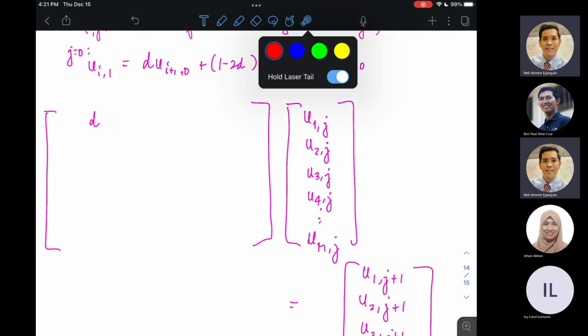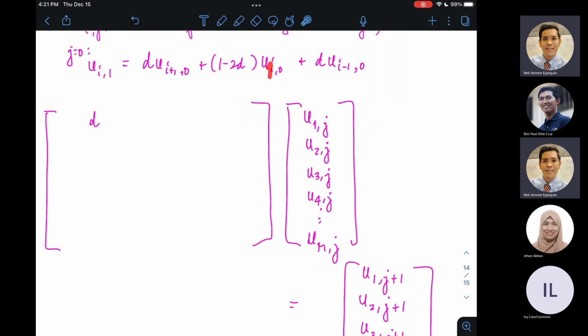And then when i is equal to 1, ano nang susunod? So I'll have here u of 1, comma 0. So u of 1, comma 0 should be multiplied by 1 minus 2d. Okay. So yun yung nasa first row, first column. And then the last thing is this guy.